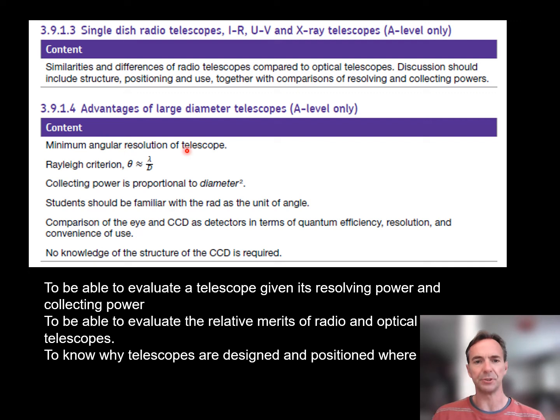We've looked at angular resolution, we've looked at Rayleigh criterion. Radian I am going to touch on for very small amounts. You can look elsewhere to see what radian is, but then the idea of quantum efficiency I am going to do here, resolution and convenience of use. Comparing between the eye and the CCD. They love the examiners, eh? How convenient is an eye? That's pretty convenient, isn't it? Anyway, we'll look at how convenient CCDs are in comparison to that.